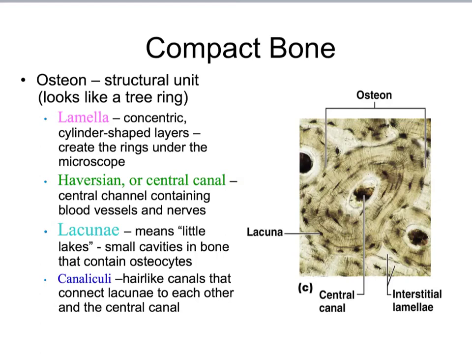You have lacunae, and those are the little dark dots that go around the lamellae. And that means little lakes. And they're small cavities that contain osteocytes, which are bone cells. And then you have the canaliculi, which are hair-like canals that connect the lacunae to each other and to the central canals. So they're not isolated. So basically the lacunae are not isolated within their ring, but they are attached by the canaliculi to other bone cells and other parts of the cell, and this allows for those blood vessels and nerves to be throughout your bone.